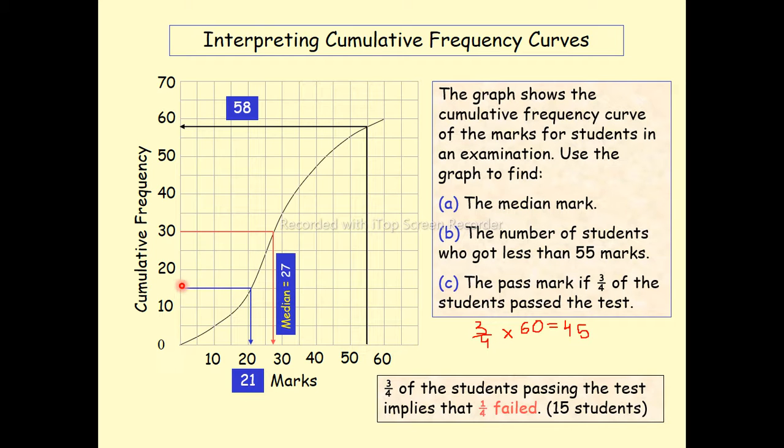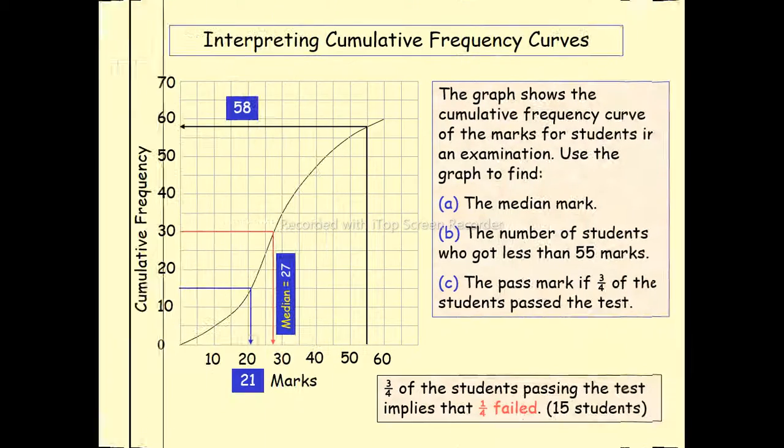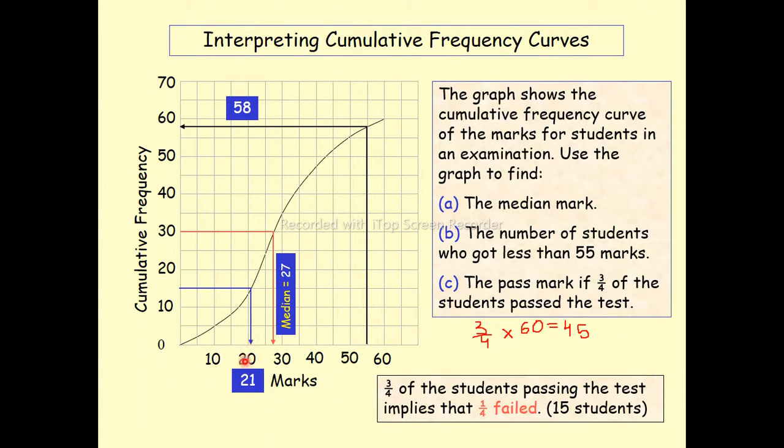This 15 tells us that 15 students got less than 21%. So the pass mark is 21. Yeah, the pass mark is 21.